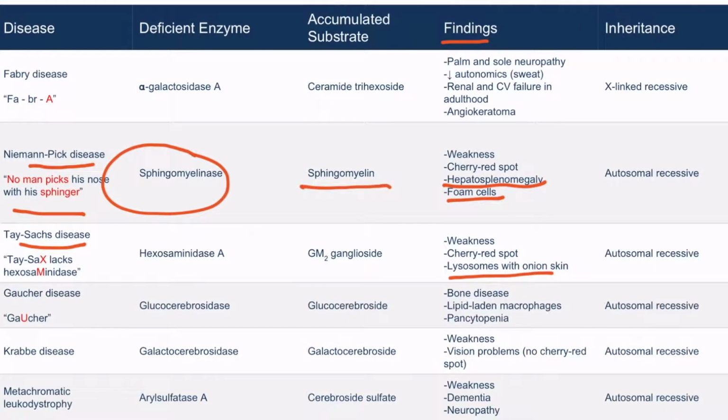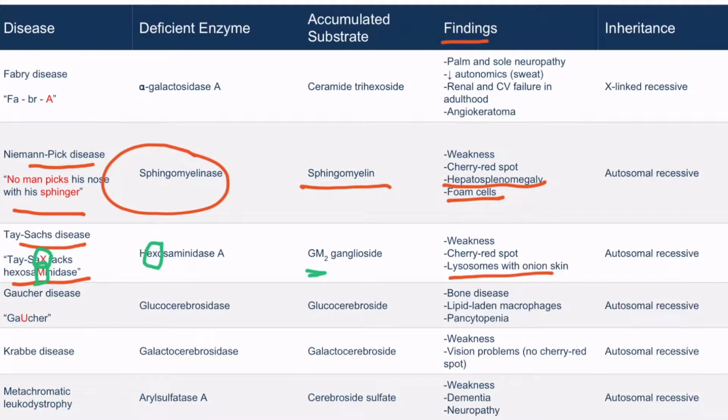For Tay-Sachs disease, the mnemonic "Tay-Sachs lacks hexosaminidase" is helpful. Notice that the X in Tay-Sachs can be used to remember that hexosaminidase A is the deficient enzyme. Also, the M in hexosaminidase helps me remember the M in GM2 ganglioside, which is the accumulated substrate.